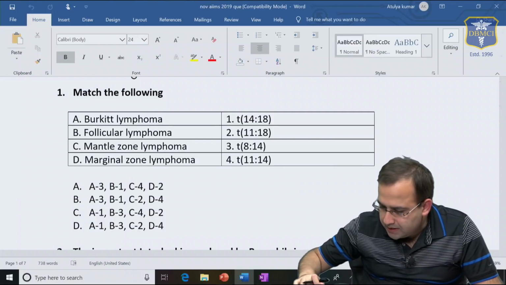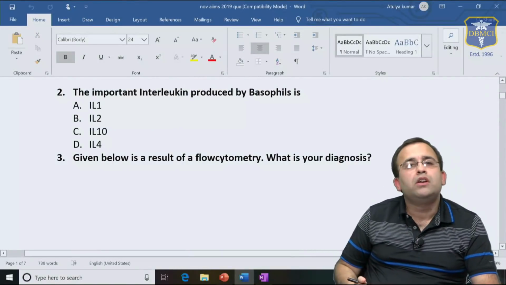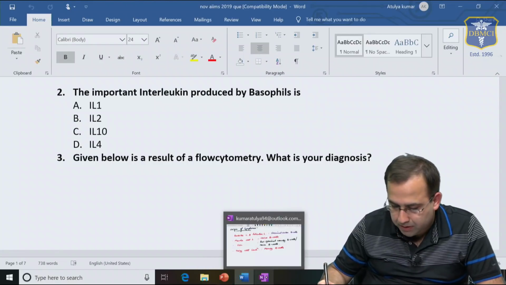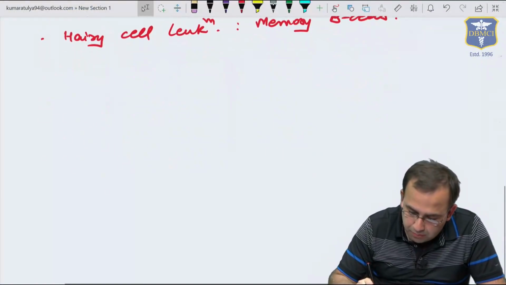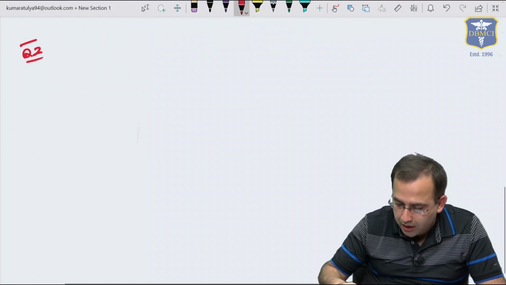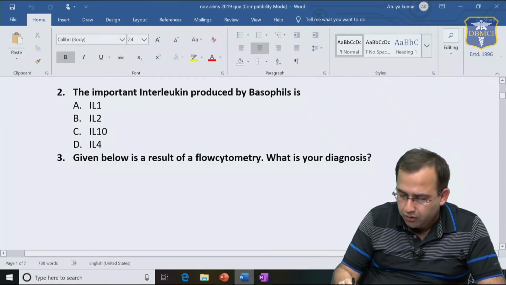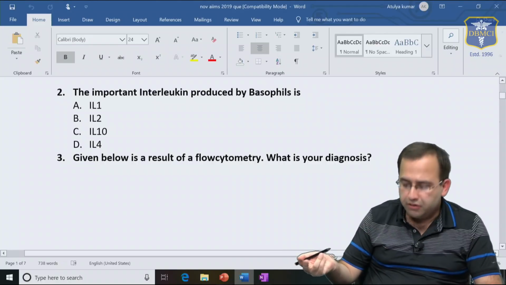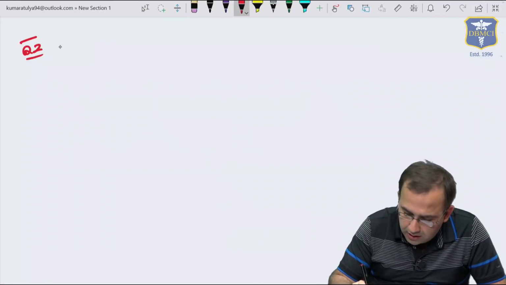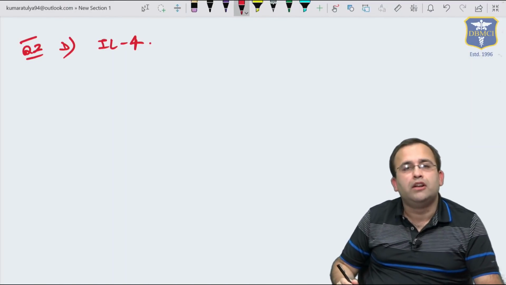We have made the immunophenotypic table numerous times, so I'm not getting into that at this point. Next, this gets us to the next question, that is the important interleukin produced by basophils. This was a new topic that was incorporated. Firstly, it is an important point even for NEET PG, because the answer will depend upon the language of the question. Have a look. The examiner here asked: interleukin produced by basophils is, and the answer is D, that is interleukin 4.